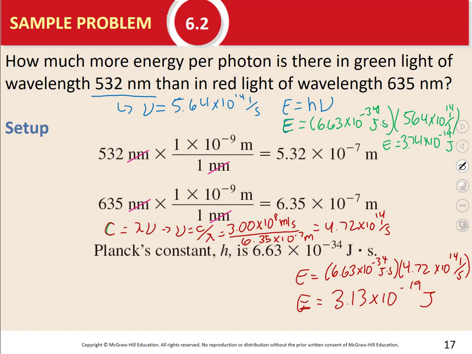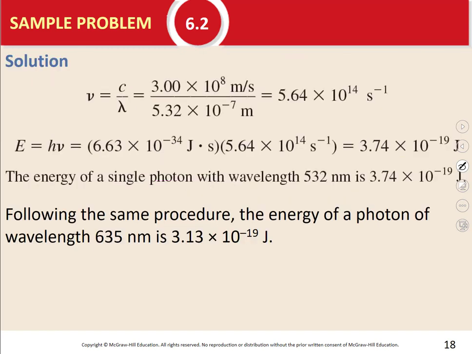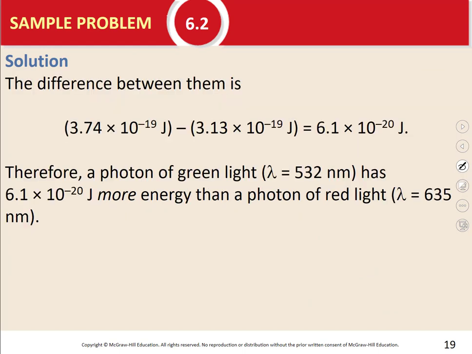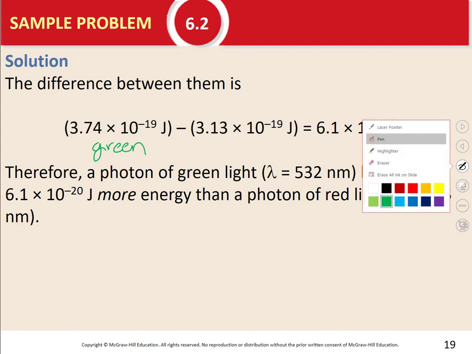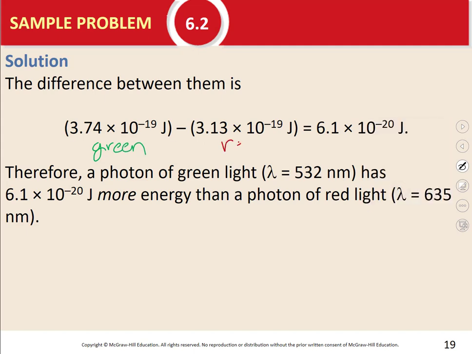Now the actual question is how much more? So we're looking for the difference between our green light and our red light. So the last step here is just to subtract the two of those. And so subtract, this was our green versus our red. And that gives us the difference in the energies.